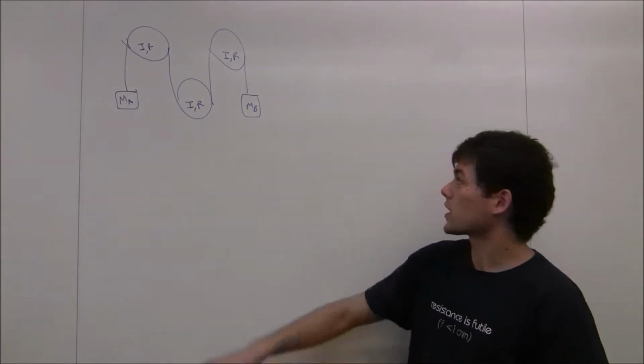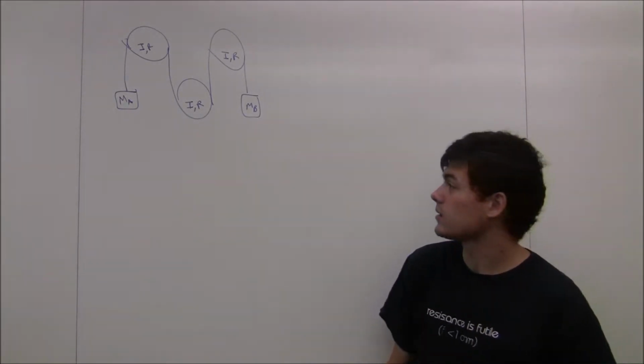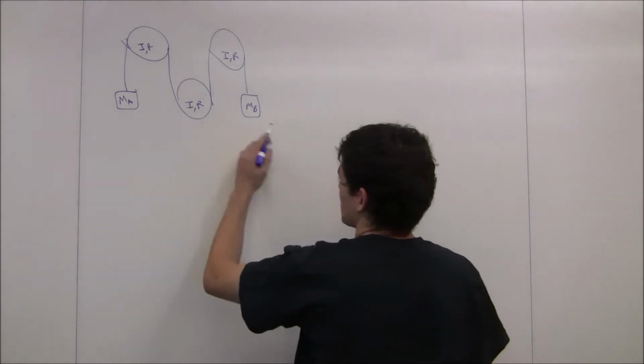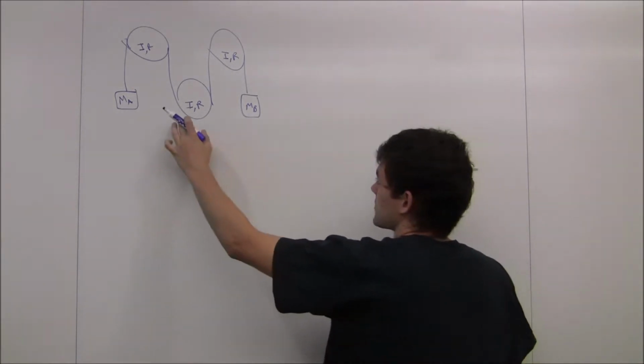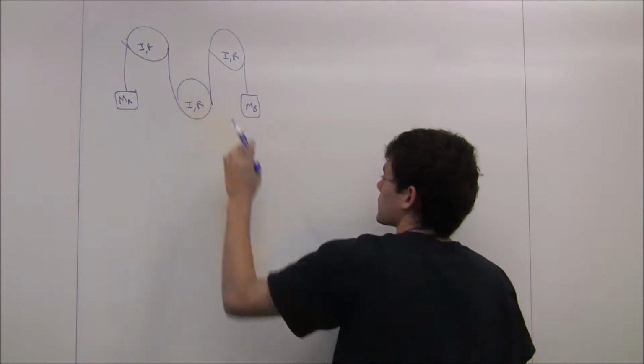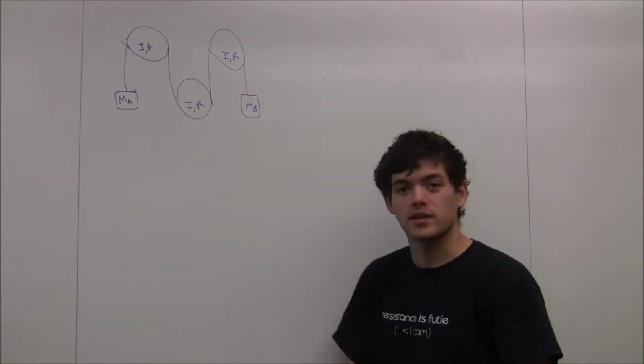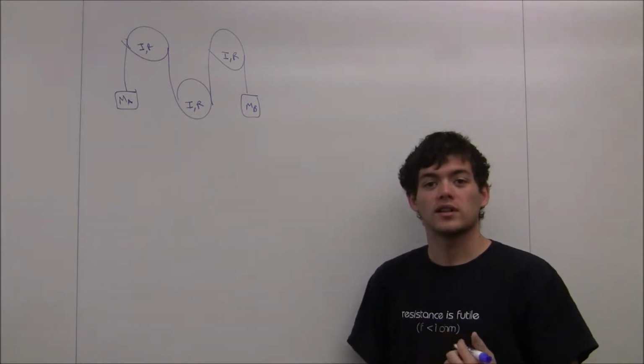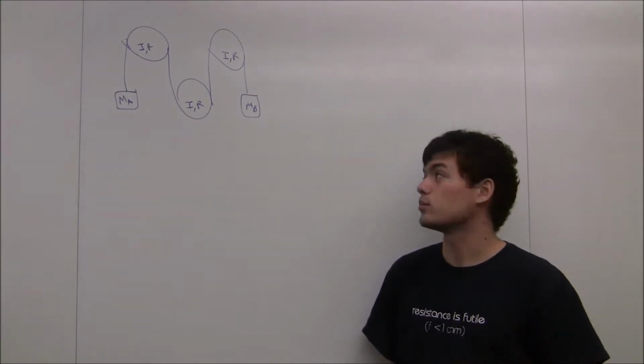So in this problem, we're given a system that looks something like this. We have a mass mA and a mass mB, both of which are hanging from a system of 3 identical pulleys, each with moment of inertia I and radius r. And we're asked, if we release the 2 masses, what will each of their accelerations a be?